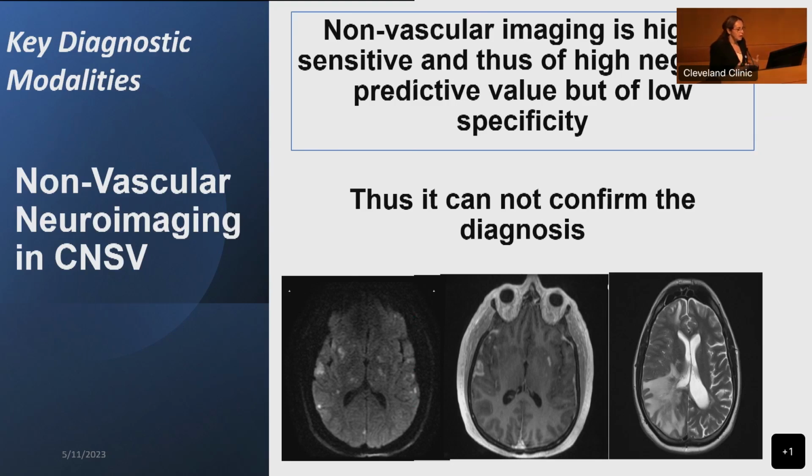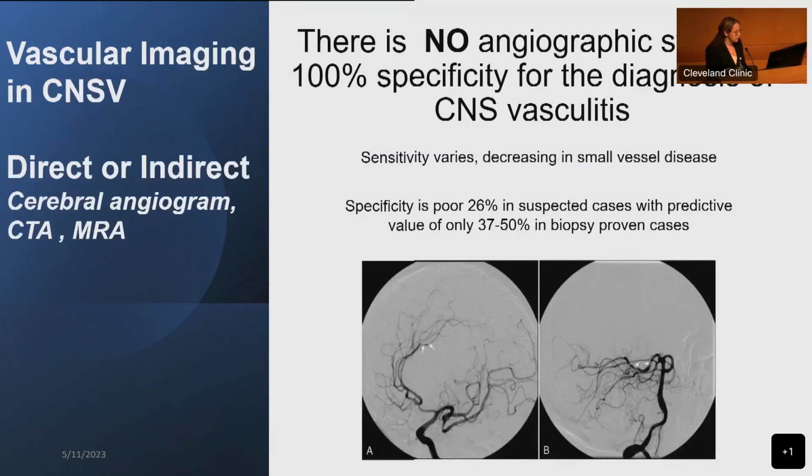However, the non-vascular imaging is highly sensitive and does carry a very high negative predictive value. I've never seen a patient with CNS vasculitis with a normal MRI of the brain, so keep that in mind. If you have a normal MRI of the brain and normal CSF, the patient is less likely to have CNS vasculitis. Talking about vascular imaging in CNS vasculitis, there's direct and indirect.